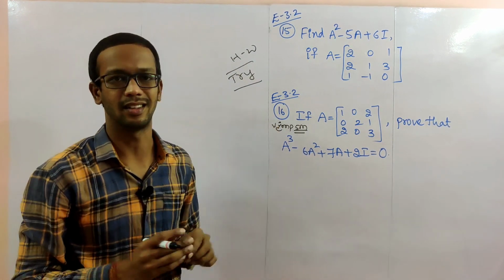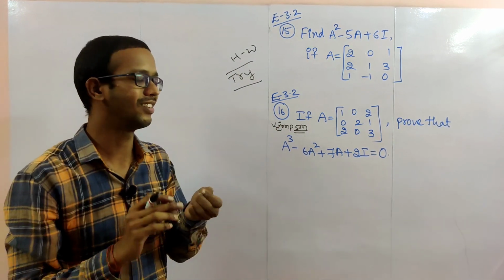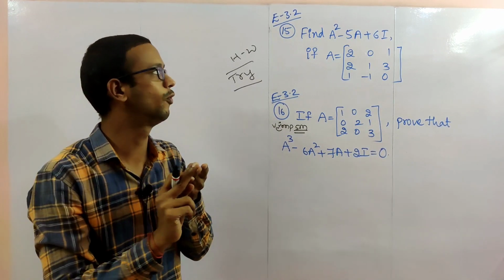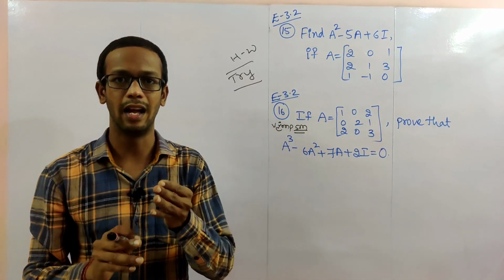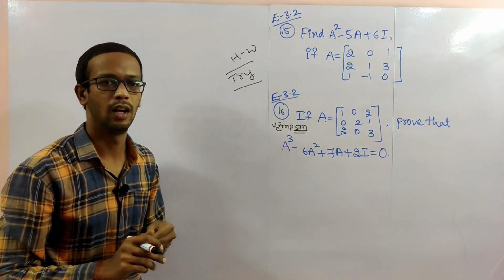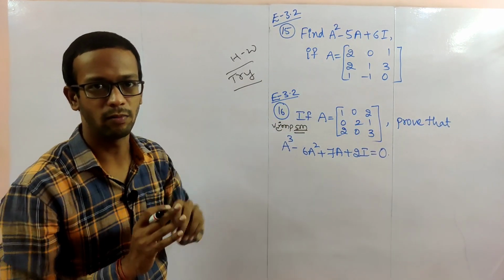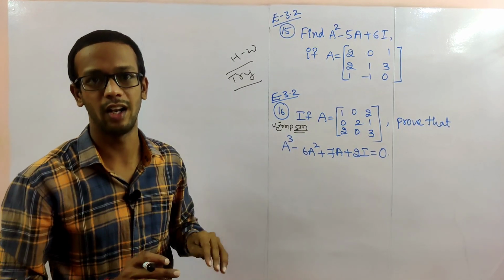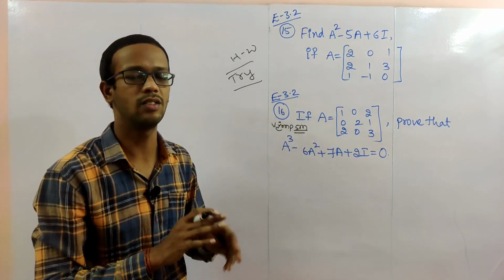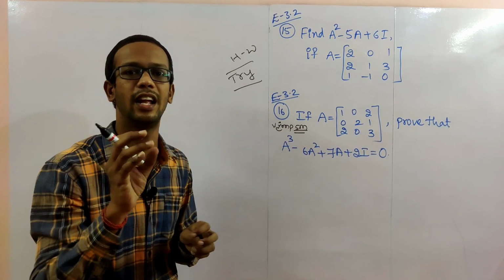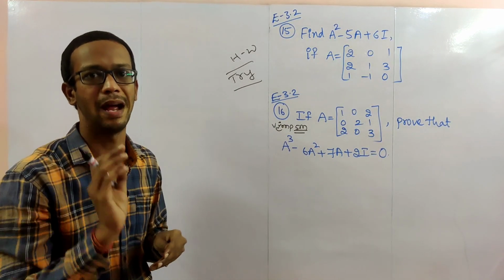And the answers, just the answers I have given. What is the A square value? What is the A cube value? I have given them in the description box, in the notes link. So I'll roughly explain and you have to simplify totally. I won't give the total simplification, just the A square values and A cube values, that means the A cube matrices.